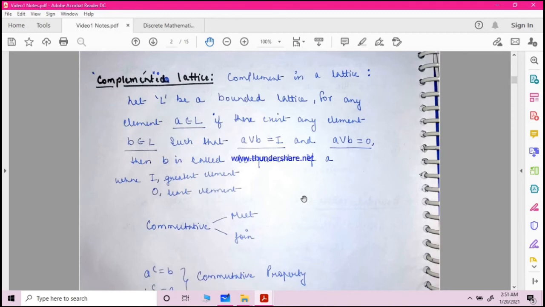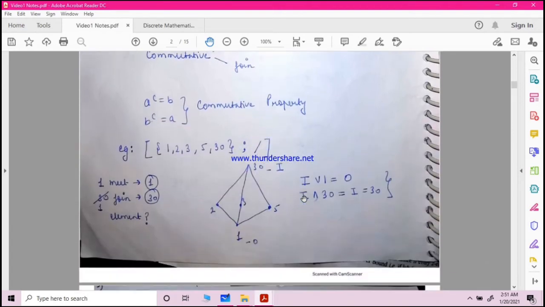I is the greatest element, 0 is the least element. If you are performing A and B's join, then you are getting the highest element, and if you are performing A and B's meet, then you are getting the lowest element. Every time you are getting the highest element and the lowest element with A and B, then A is called the complement of B and B is called the complement of A. Just reverse. So basically the commutative property is true for both meet and join operations. So A's complement is B and B's complement is A.